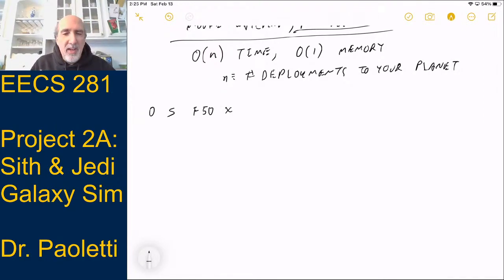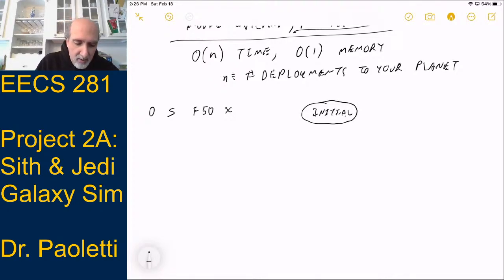Now, what we can think of in our state machine is I am in my initial state, and if I see a Sith, I don't change anything. I don't change my state. I don't change any values at all. I just stay put.